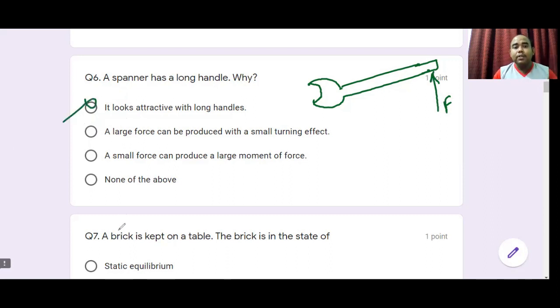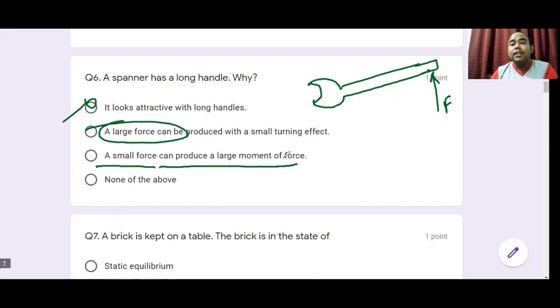Let us read the second option. So the second and third are very confusing. You have to be very, very careful in selecting the correct option. What is the second point telling? A large force can be produced with a small turning effect. Can you produce a large force? No. Large force is not produced. Rather, a large turning effect is produced with a small force. So a small force can produce a large turning effect or large moment of force. This is the correct option. Small force is able to produce a large moment of force. So this is the correct option.